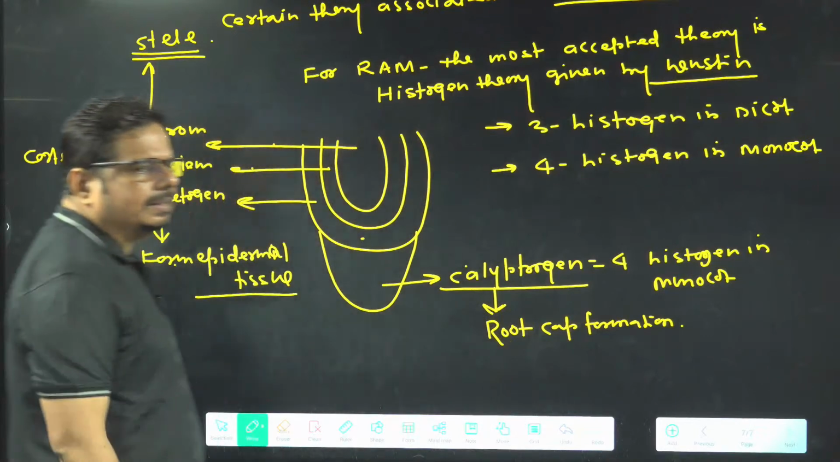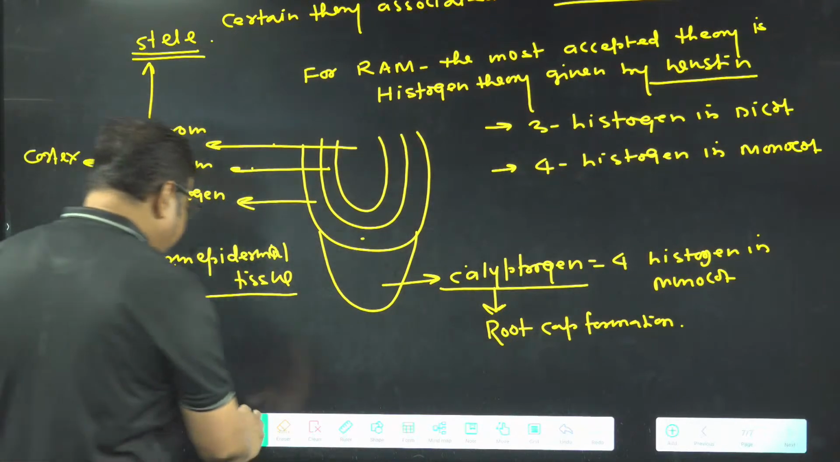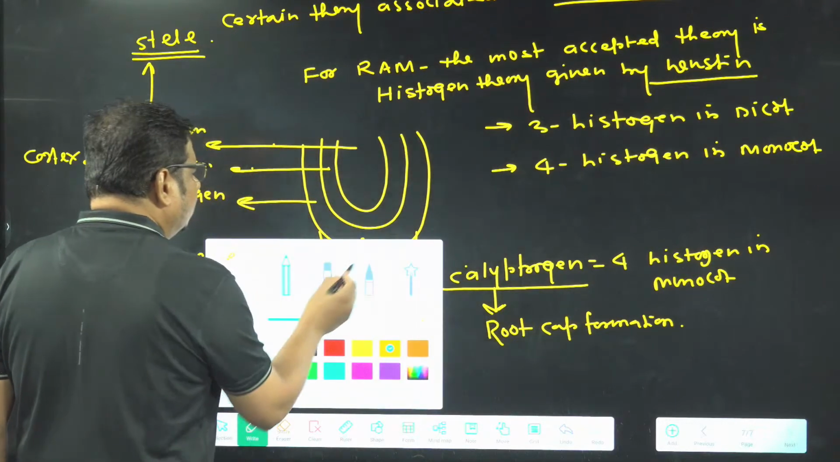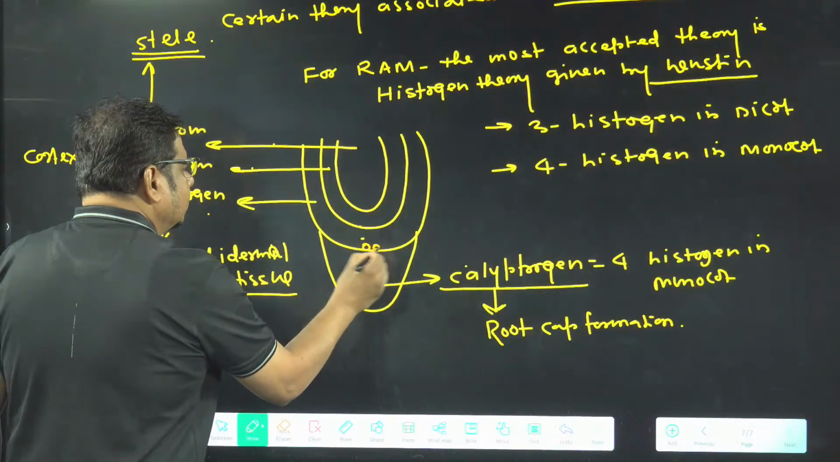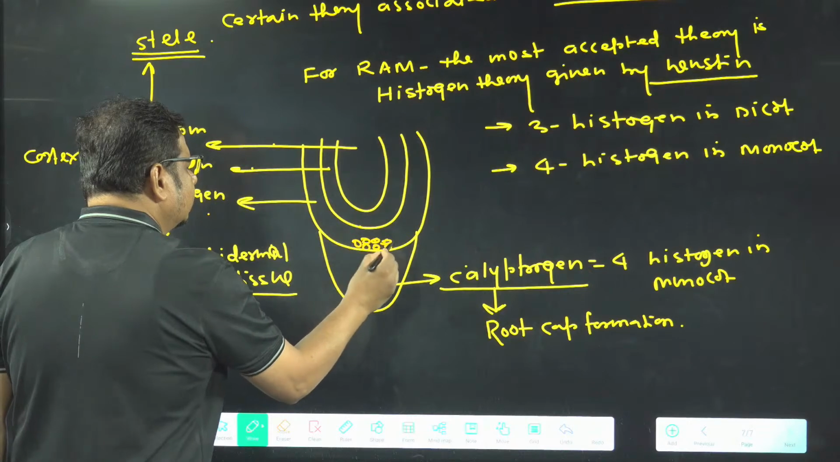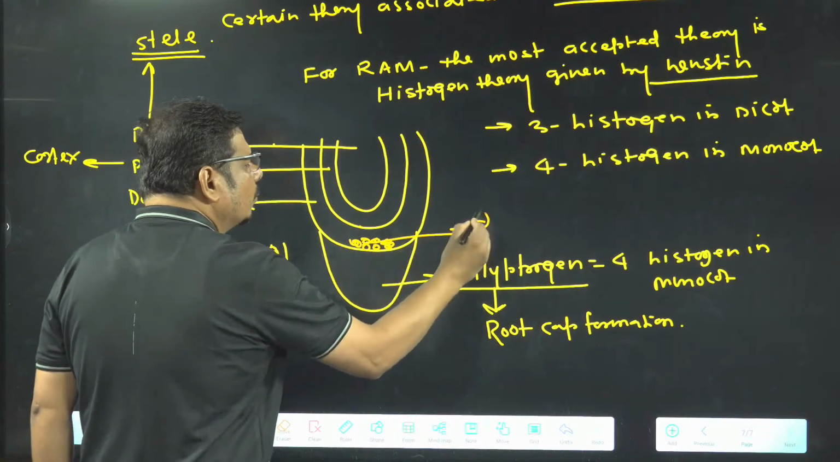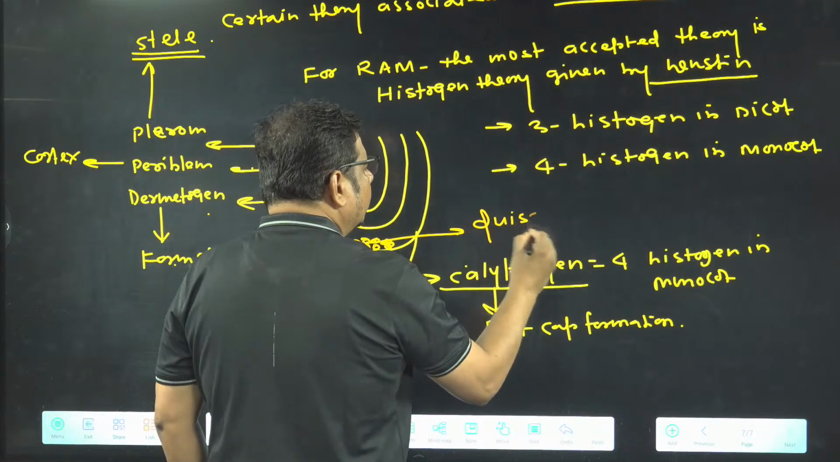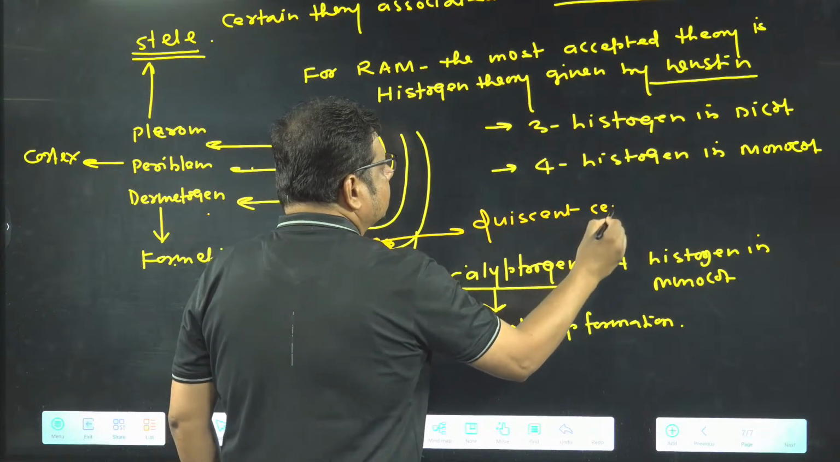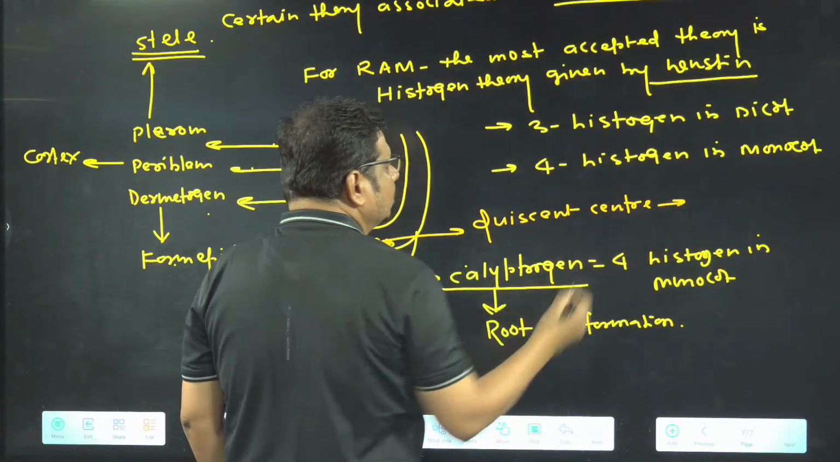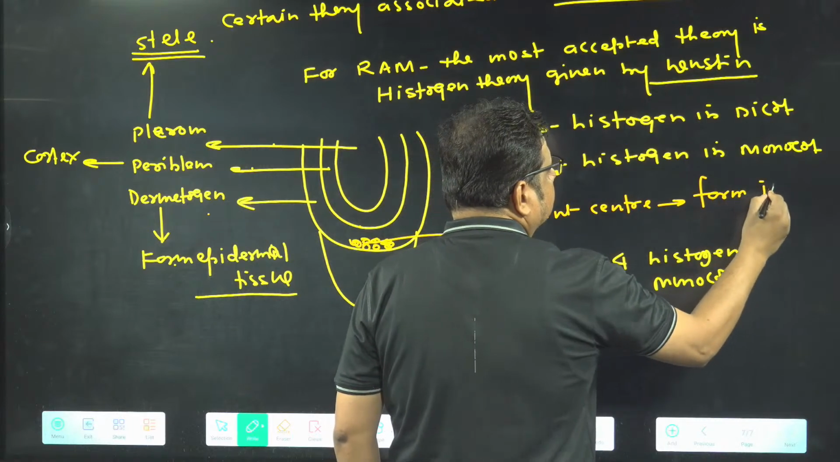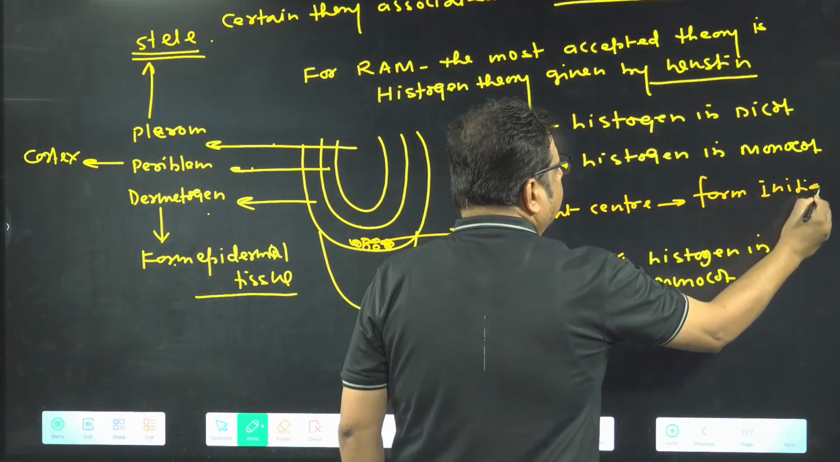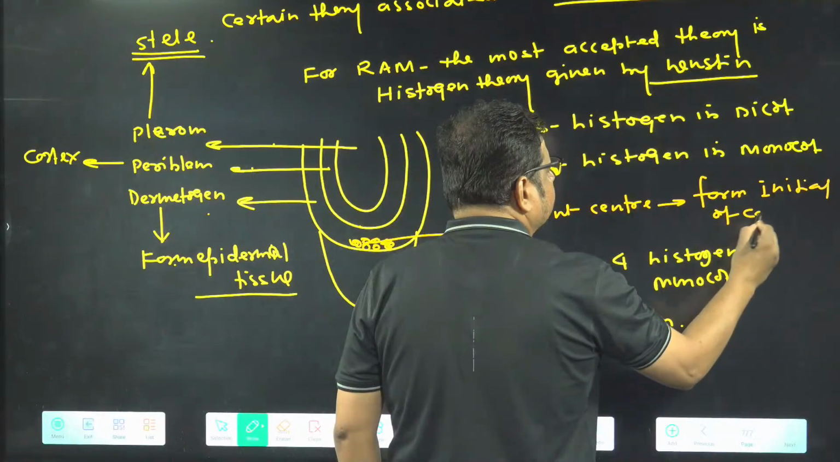Root cap formation. And in between dermatogen and calyptrogen, who is present? Some inactive cells are there. That is called quiescent center. And these quiescent center form the initial of calyptrogen.